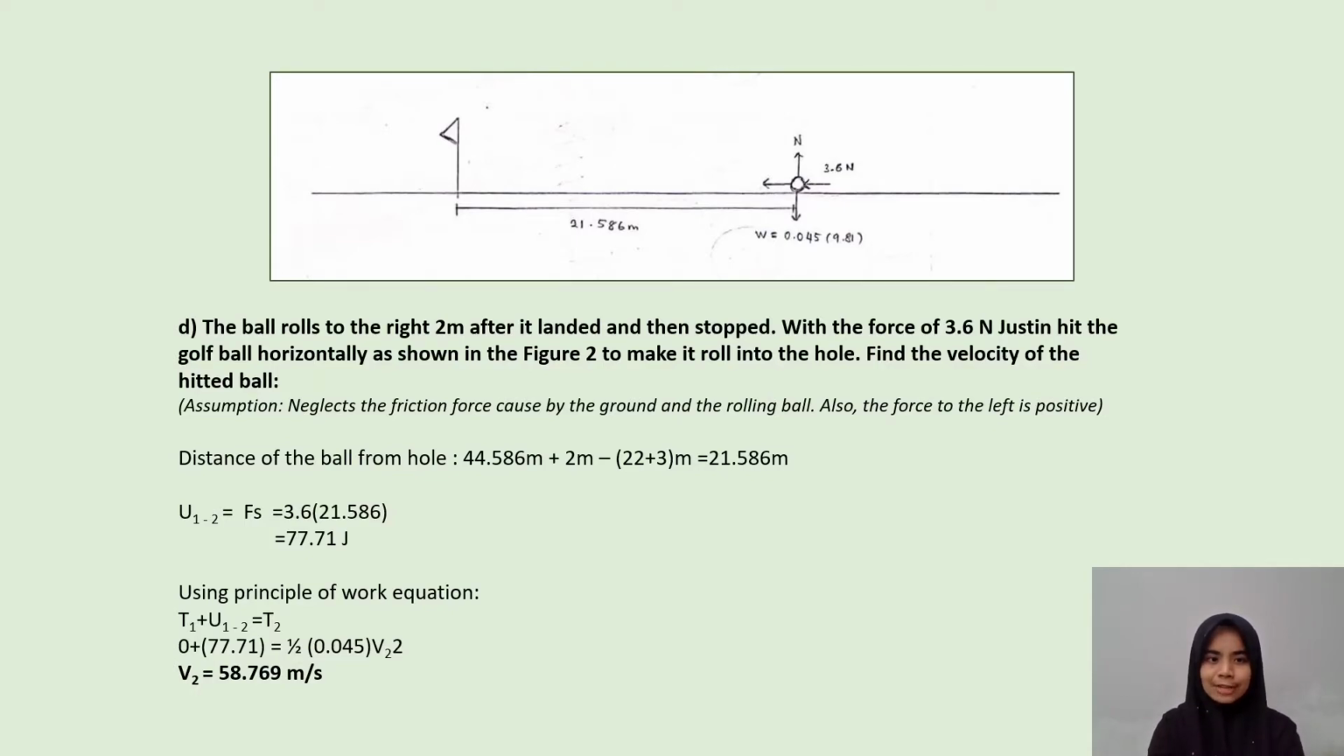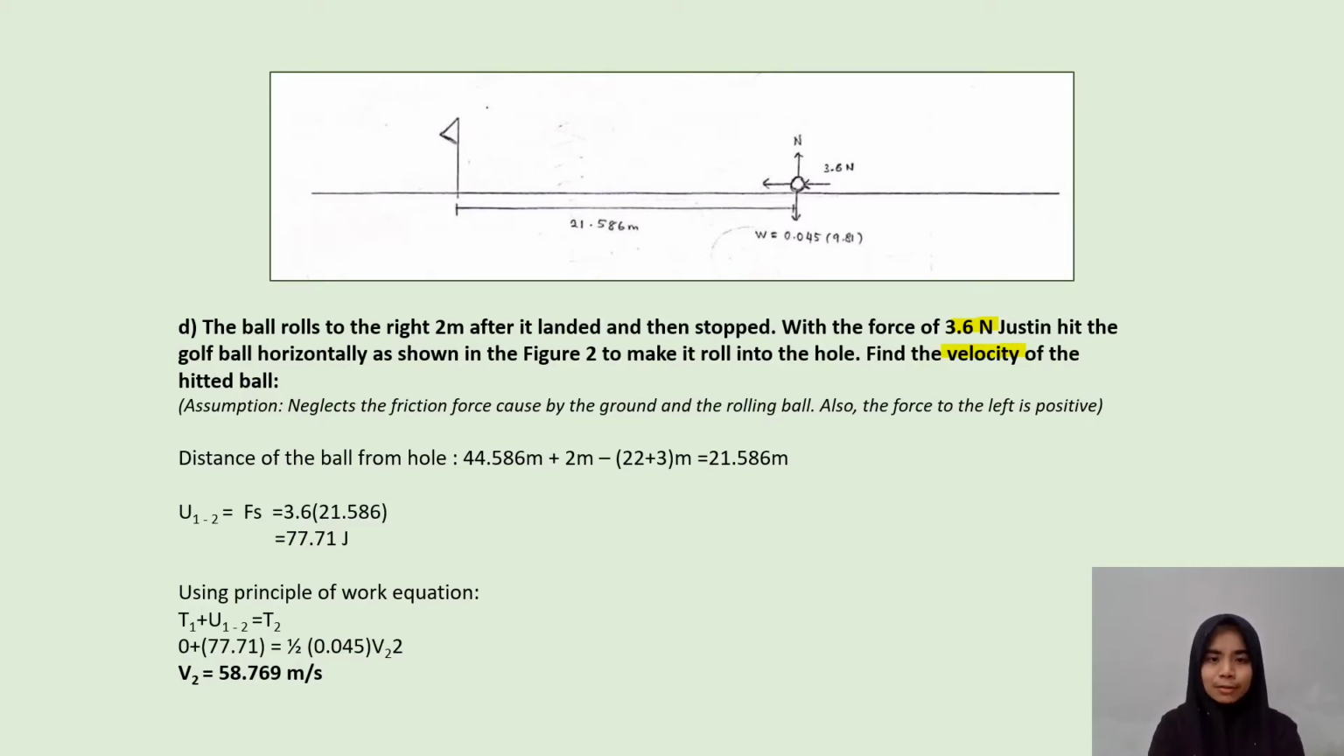So in this slide, I will continue with question 2D. The question given is, the ball rolls to the right 2 meters after it landed and then stopped. With the force of 3.6 Newton, Justin hit the golf ball horizontally as shown in figure 2 to make it roll into the hole. We need to find the velocity of the hit ball. Assumptions: neglect the friction force caused by the ground and the rolling ball. Also, the force to the left is assumed to be positive.